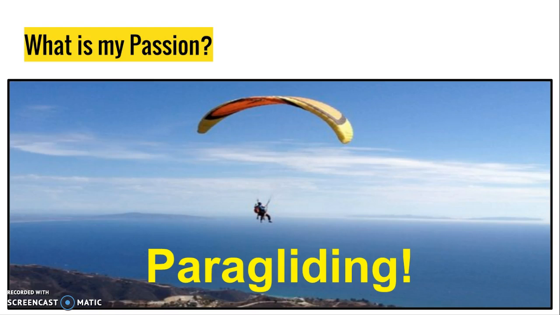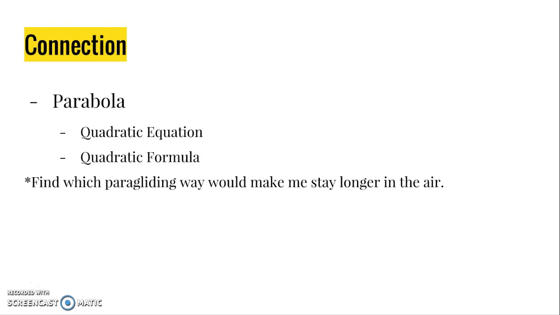However, since paragliding is something that I cannot do so often, I want to plan that day perfectly. Quadratic equation and quadratic formula for parabola will help me to plan it. Since paragliding usually starts from the mountain and goes down to the ground in parabola form, I will connect paragliding to parabola and use quadratic equation and quadratic formula to find the better way that I will take while paragliding. Here, better way means the way that makes me stay longer in the air. Okay, so let's start.